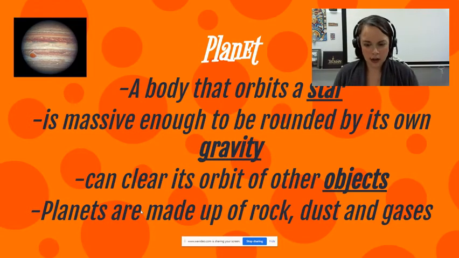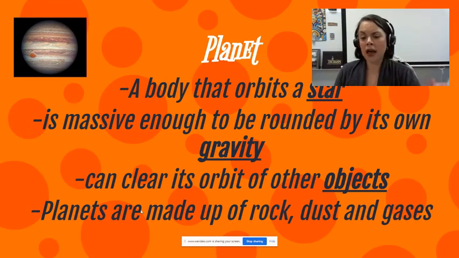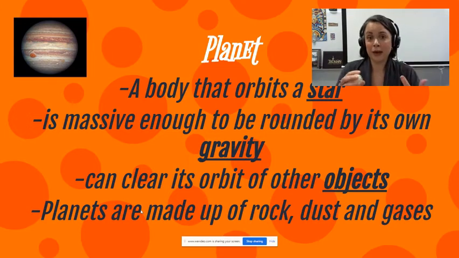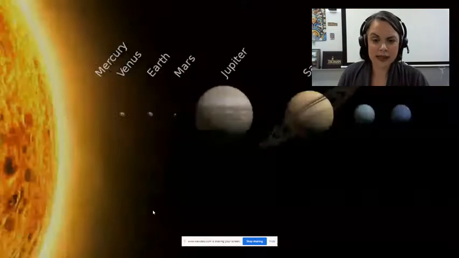Planets are large enough to clear their orbit of other objects, and planets are some kind of combination of rock, dust, and gases. For instance, if we think about our planet Earth, we've got rock that makes up Earth, we've got dust particles, and we also have an atmosphere. We have gases, and our atmosphere is primarily made up of nitrogen, oxygen, and some other gases, hydrogen, helium, those kinds of things. Different planets are going to have different compositions or different combinations of rock, dust, and gas, but those types of things are typical of planets.